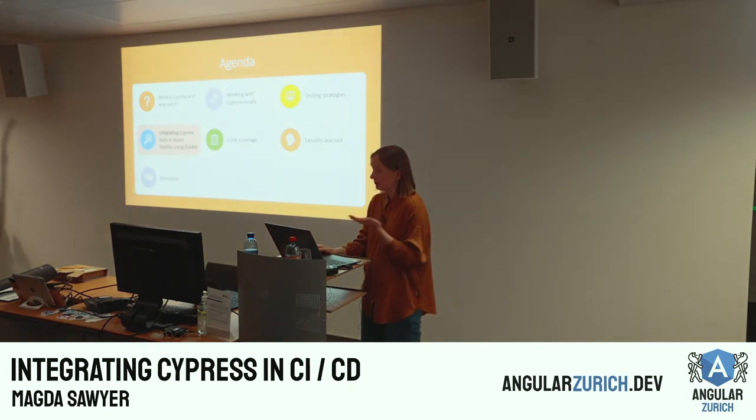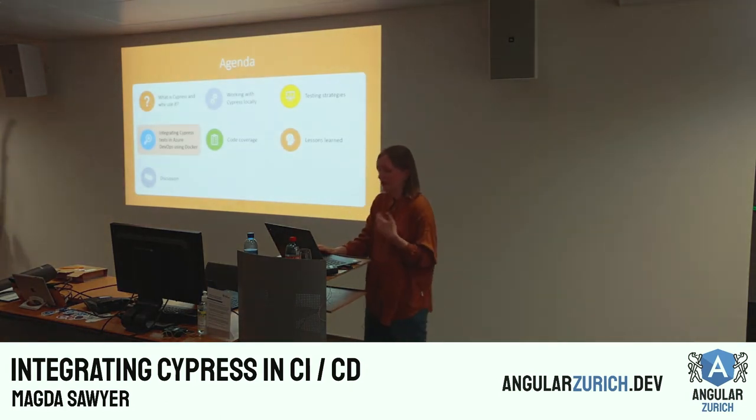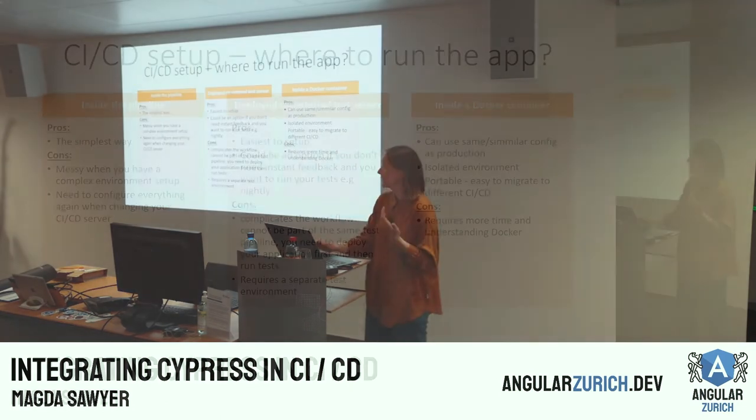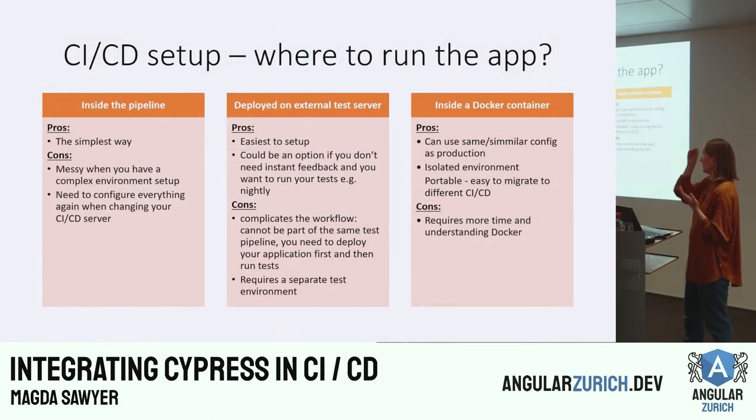So this is what I would like to focus on. First of all, to run your tests in a continuous integration pipeline, the application needs to be running. It's an end-to-end test, so you need a running, completely set up environment with your application running. The simplest way to have it running, or in theory the simplest way, is to run it inside the pipeline.